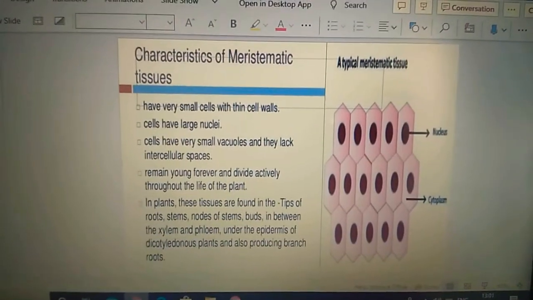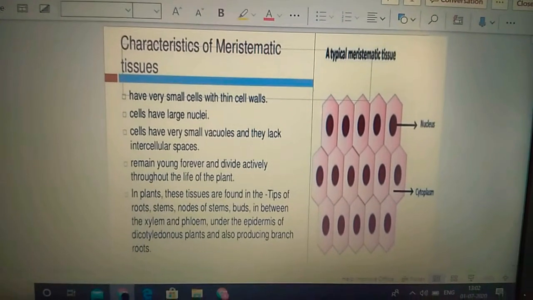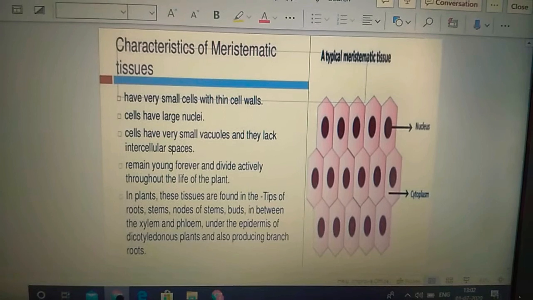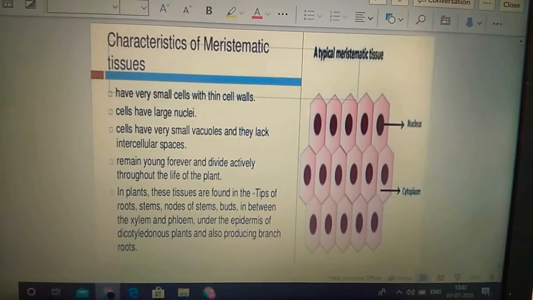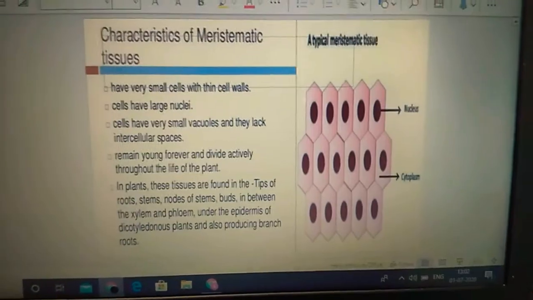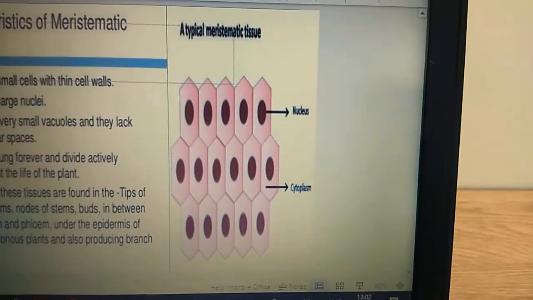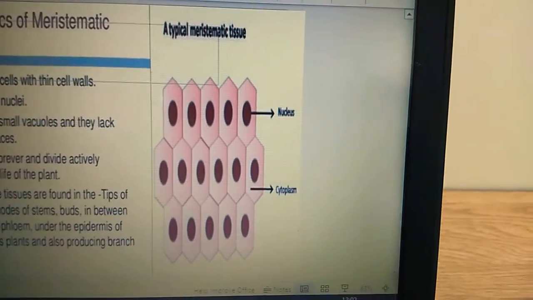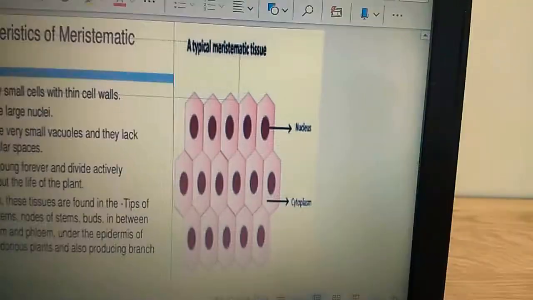In plants, these tissues are found in the tips of roots, stems, nodes of stems, buds, in between the xylem and phloem, under the epidermis of dicotyledonous plants, and also in producing branch roots. Here you can see the picture of apical meristematic tissue. We have here this nucleus and cytoplasm.